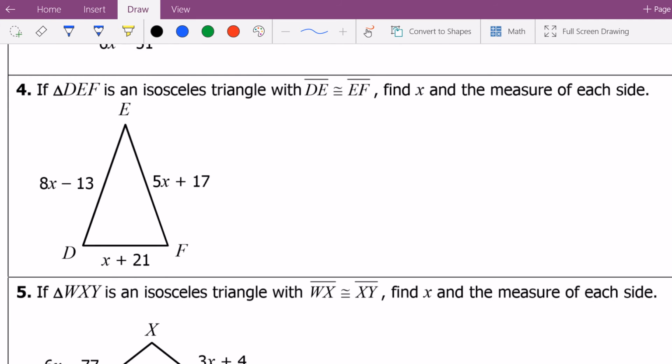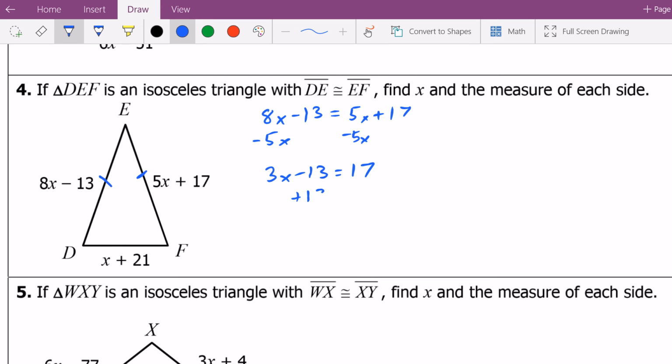Looking at example 4, we have an isosceles triangle where DE is congruent to EF. We're supposed to find x and measure each side. Since we know those two segments are congruent, we can set those equal to each other. 8x minus 13 equals 5x plus 17. We're going to subtract 5x from both sides. Gives me 3x minus 13 equals 17.